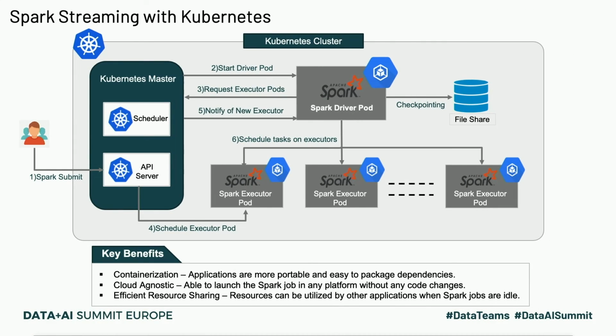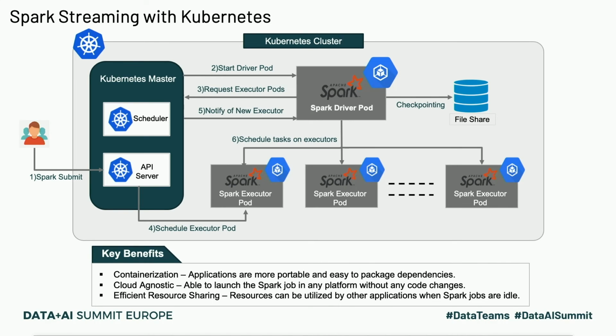We submit the Spark application by talking directly to the Kubernetes API server on the master node, which will then schedule a pod for the Spark driver. Once the Spark driver is up, it will communicate directly with Kubernetes to request Spark executor pods and start reading the data from Kafka topics. We have maintained the Spark streaming checkpoint in a file system according to the platform that we used. For example, in AWS we used EFS, and in Azure we used Azure File Share. So we ensure metadata checkpointing will not be lost even during a restart of the Spark driver.